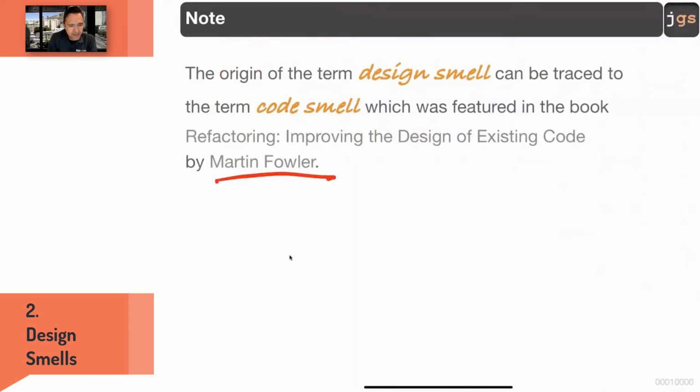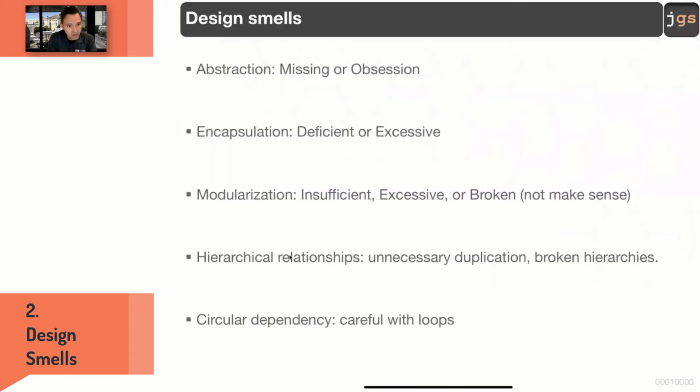Martin Fowler, if you want to read the book, is a very good reading for you if you're involved in software engineering. Design smell, code smell. I am going to talk about this one, and I am going to use some diagrams. So what could be wrong? What are the things that we can detect? Like, this is not exactly good.